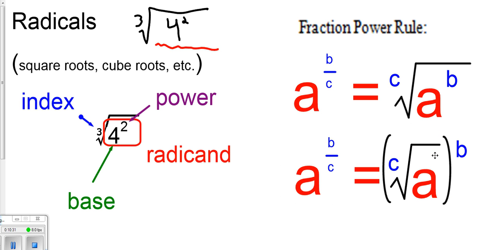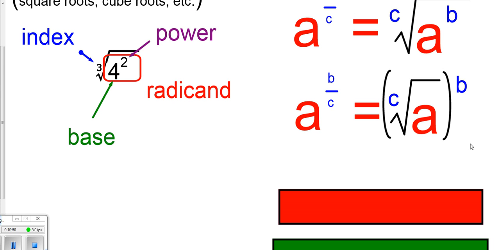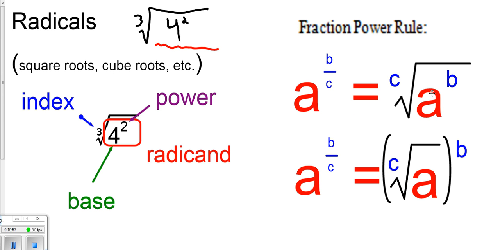Or, another way to look at this, a to the b over c, you can do the index c of the square root, or cube root, or whatever root it is of a, to the power of b, but that power being on the outside. Technically, these mean the same exact thing. These will come out to the same answer every single time. So you can take that root of a and then put it to that power, or you can go a to that power and then take that root of it.